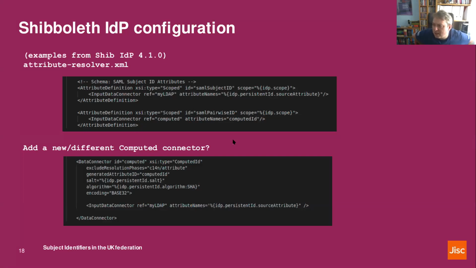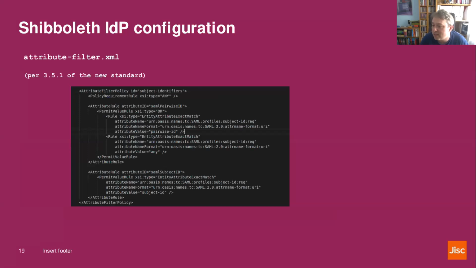So this is a bit about the Shibboleth IDP configuration. This is what it looks like at the moment. If you go into version 4.10, an example from the attribute resolver just shows the mappings there. So the SAML subject ID and the SAML pairwise ID, the SAML subject ID is a direct mapping to an attribute. As you can see there, it's a placeholder to the value that's set for idp.persistentId.sourceAttribute. You could change that. Probably will need to change that if that's going to differ. The pairwise ID is the computed ID connector, but as discussed, you might need a second computed ID connector. So you might want one that's computedId-pairwise, computedId-eduPersonTargetedID, so that you know that they're different.